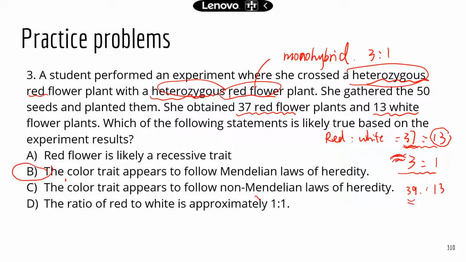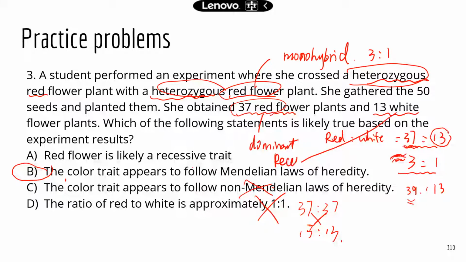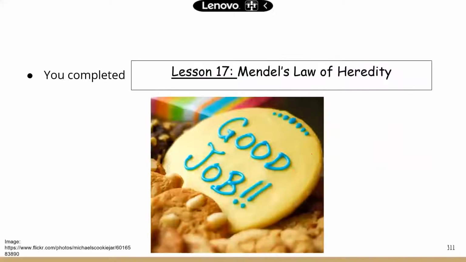Now, we know the ratio is not 1:1 because of the calculation 37:13. There's no way that's a 1:1 ratio, because that would be either 37:37 or 13:13. That's a big no-no. Non-Mendelian, we just talked about that. It seems to be a 3:1 ratio, so it follows Mendelian laws. Now, A, red flower is likely to be a recessive trait? No, because more offspring have red flower than white flower. So chances are the red flower is going to be the dominant trait, and the white flower is going to be the recessive trait. Okay, we're done with Mendel's law of heredity.